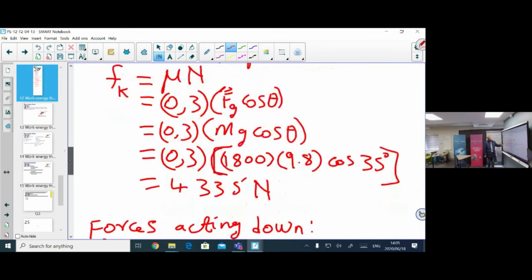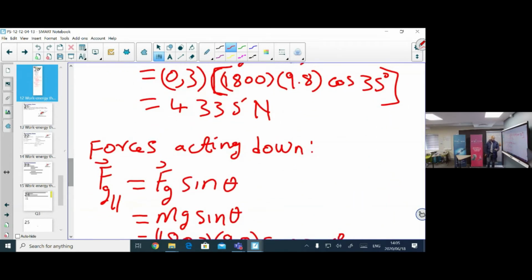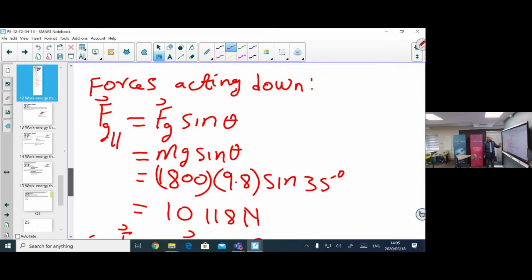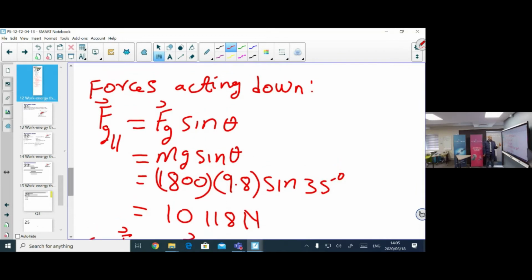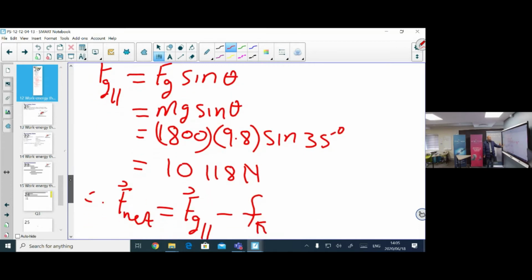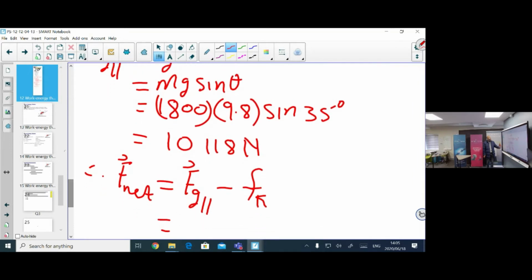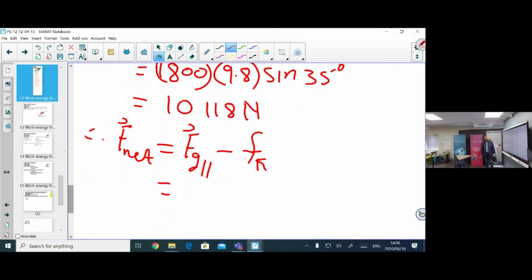And then we calculated the forces acting down. It's what we did last time. I just need you to remember this. The F of G parallel is equal to F of G sine theta. The theta that we are still going to use is 35 degrees. I showed you that F of G is the same as the weight, that is mg sine theta, which is equal to 1,800 multiplied by 9.8, the gravitational acceleration, and sine 35. Then we got 10,118 Newton.